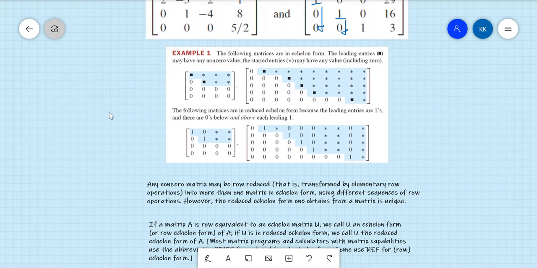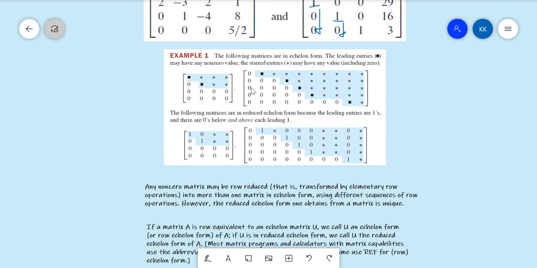Now we have an example. I've taken this snap from the book. So in these examples, these black squares may have non-zero values and these starred entries may have any values. So for this matrix, which is in echelon form, you can see this is the leading entry, this is the leading entry, this is to the right, and these stars can have any value. It can be 0 as well.